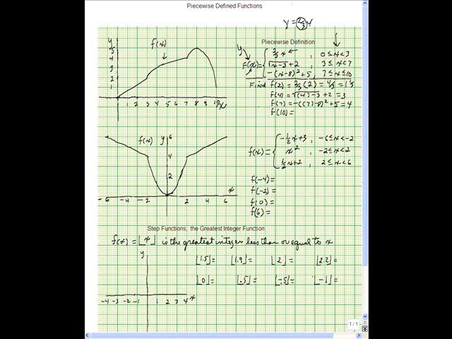And then we switch back to a straight line definition, this time with a positive slope of 1/2, and sure enough, when we get to 2, we switch back to a straight line with a positive slope of 1/2.